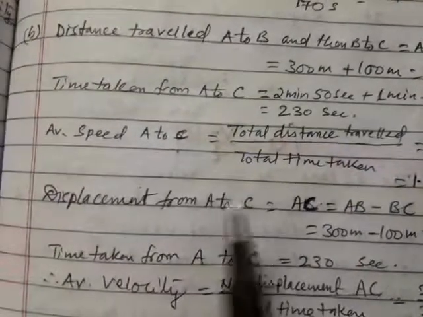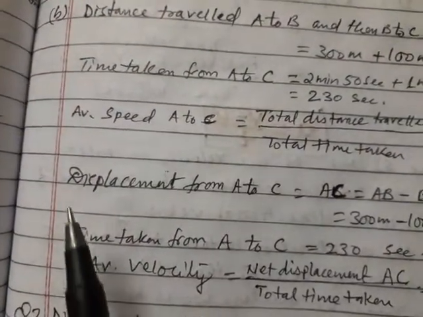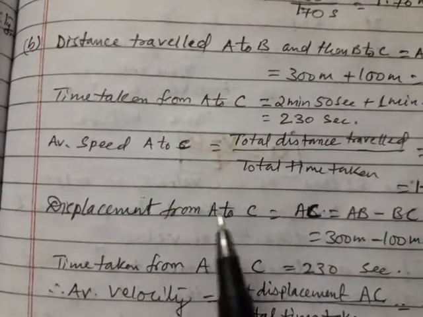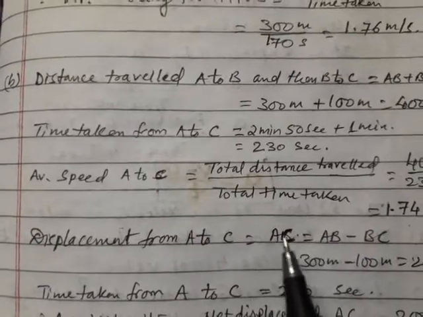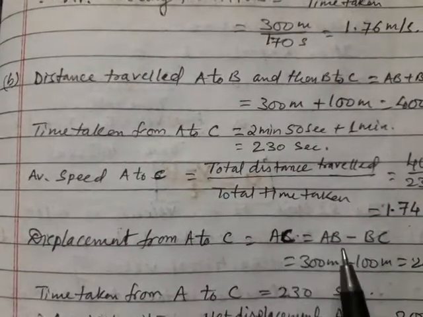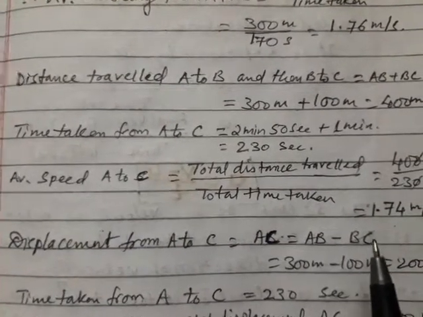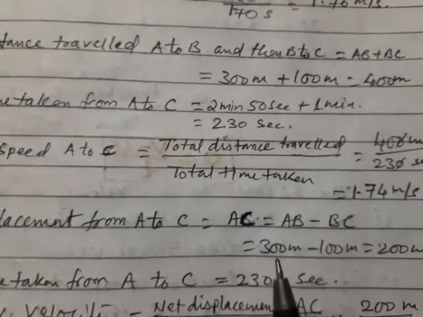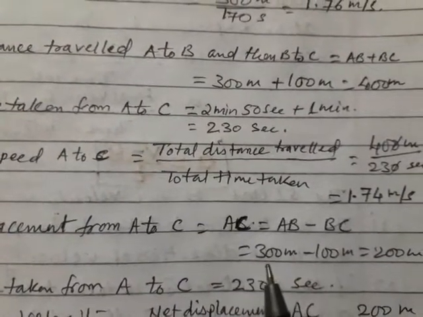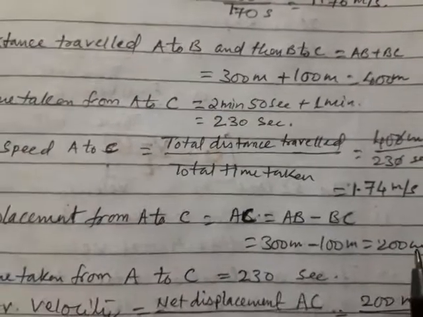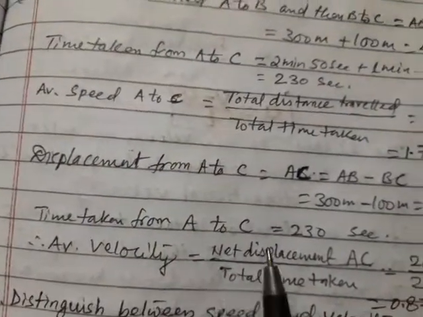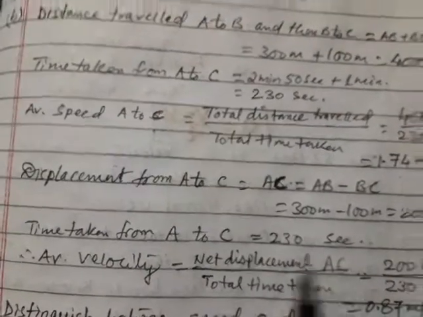Now for the same case we have to calculate the velocity. So displacement from A to C, that is equal to AC. Here displacement is the minimum separation. So this will be equal to AB minus BC. Therefore, this is equal to 300 meter minus 100 meter equal to 200 meter. Now time taken is equal to 230 second.